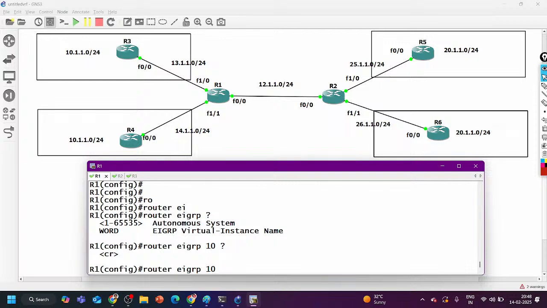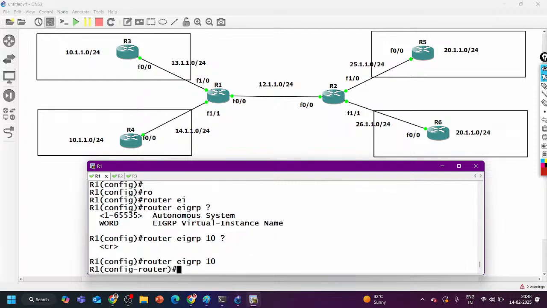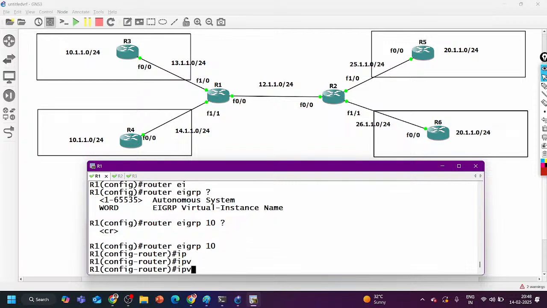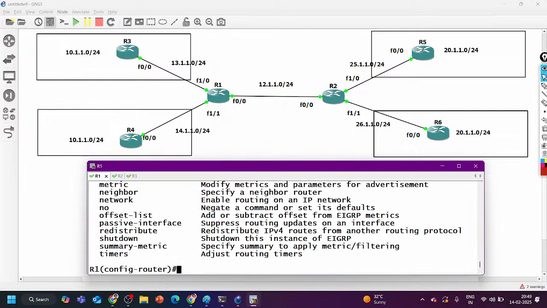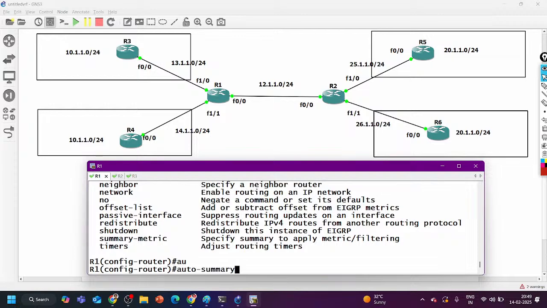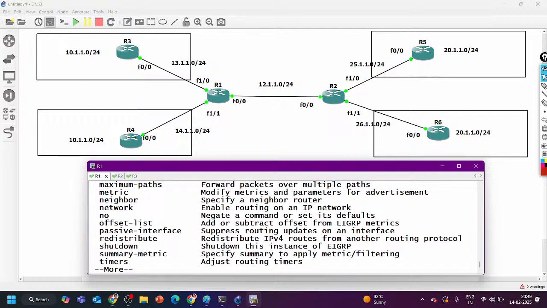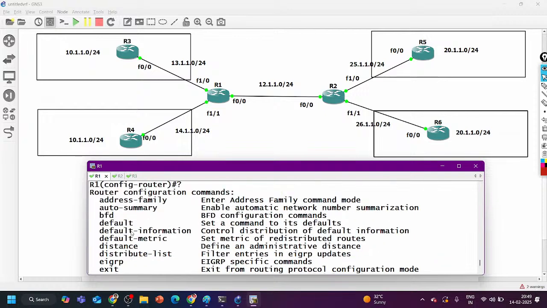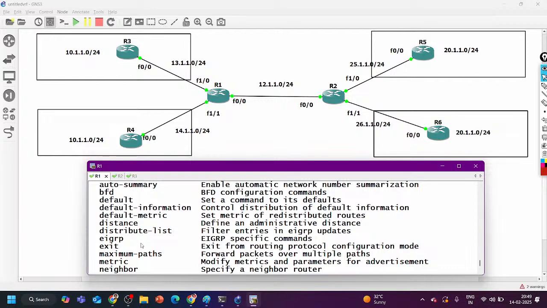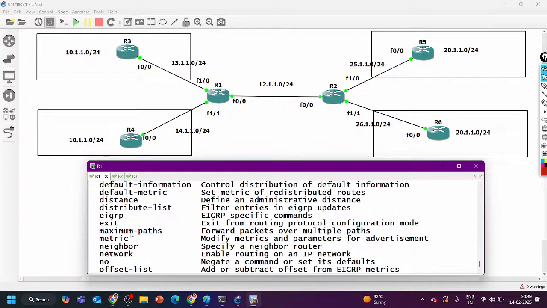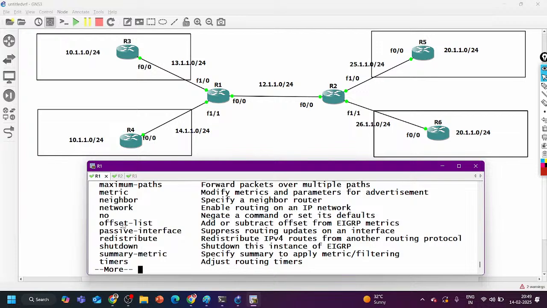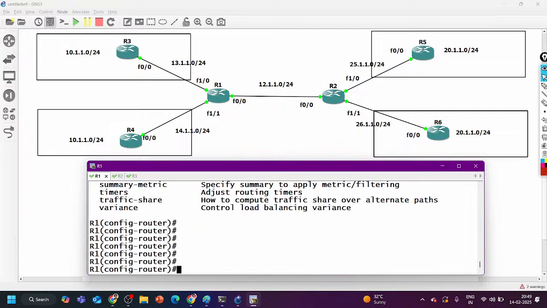Where is the option of VRF? Where is the command of VRF? Somewhere there is a command for VRF.